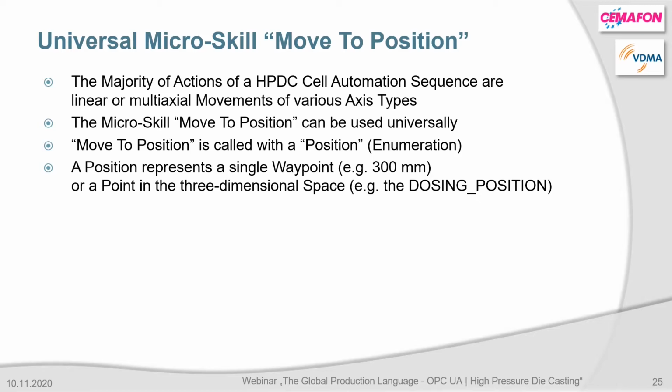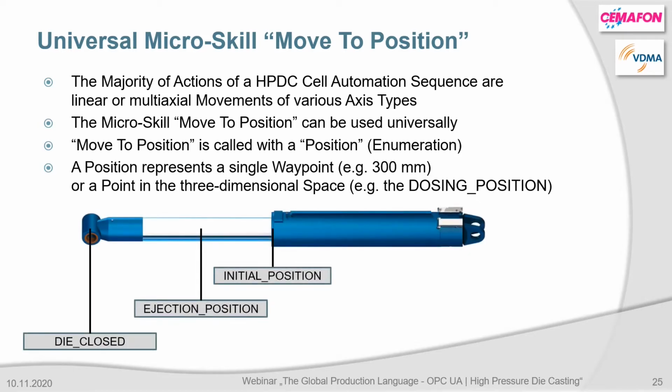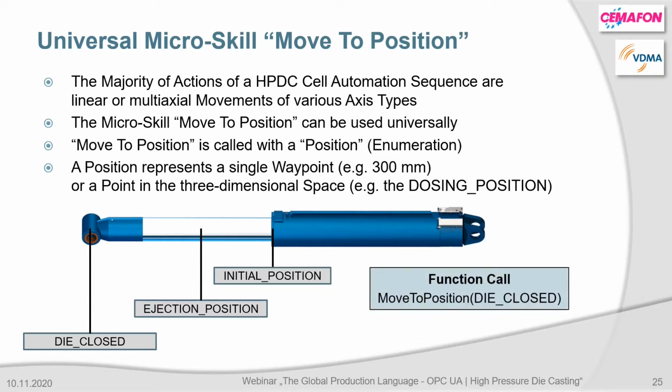Micro skills look like this. For example, we have an axis, we have different positions, and then a function call can look like this: move to a specific position, for example, the die closed position. With this approach, it's very easy to keep the HMI systems that we have right now with all the parameters, so there's no big change in the use of the machine for the operators, but we can use the complete skill system on the back of it.